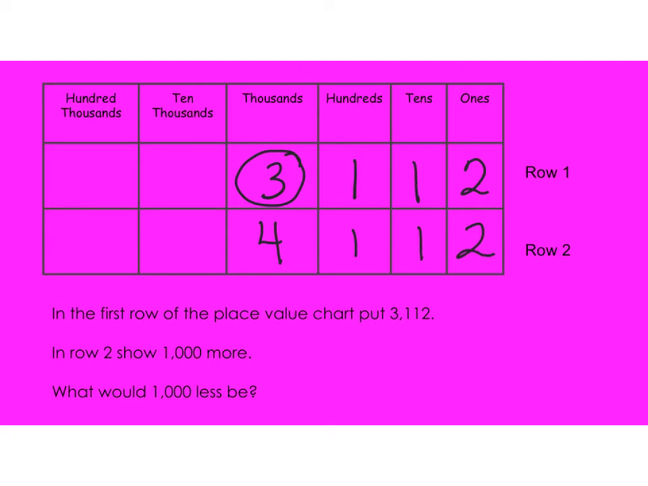Now, look at this last question. What would 1,000 less be? So we look back at our 3, and we think about 1 less 1,000. So we would have a 2,112.